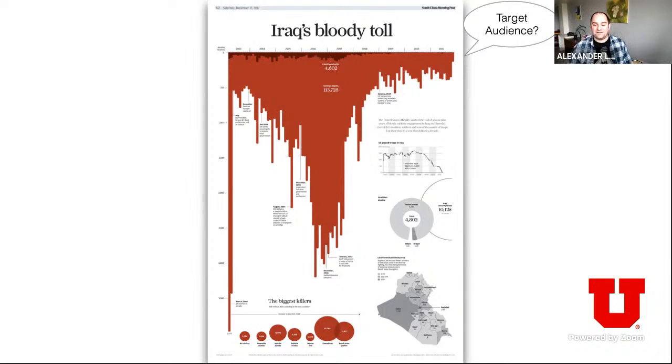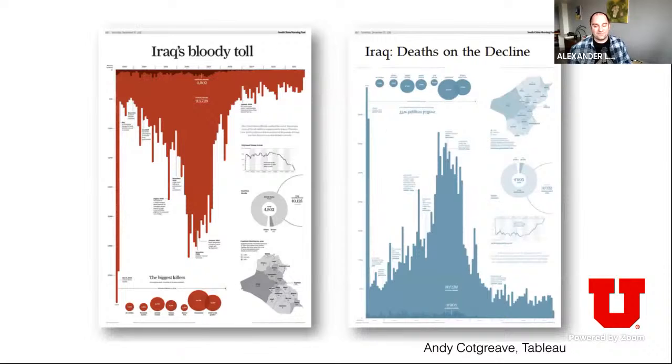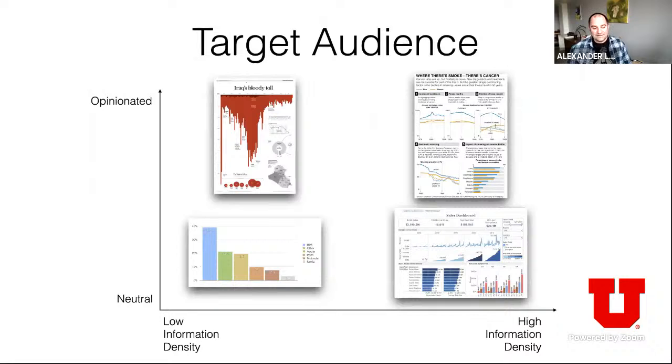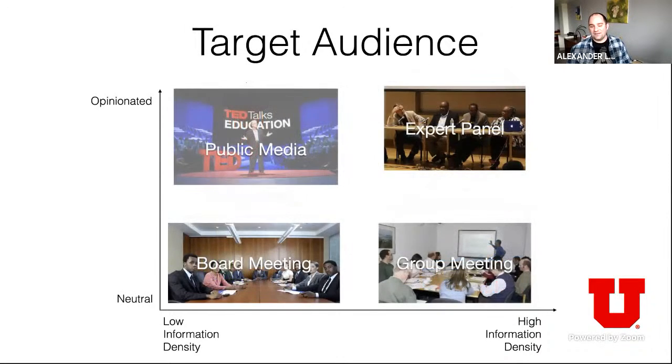Here is an alternative representation, just flipping this chart around and changing the title. You could also say Iraq deaths on decline. So here somebody clearly had an agenda, and so it's very opinionated. If we look at high and low information density, neutral and opinionated, we could put those here, and these are roughly the different target audiences that you could think about.